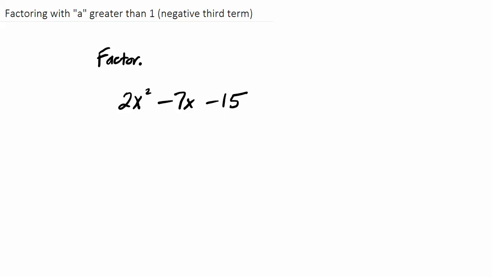So I realized on my factoring playlist that I don't have a single video that uses a negative in this position here, in the third. Oops, pardon me, I'm using a new pen and I accidentally pressed a button. Alright, so this video is going to explain how to factor a trinomial with a greater than 1, but with a negative in the third position.